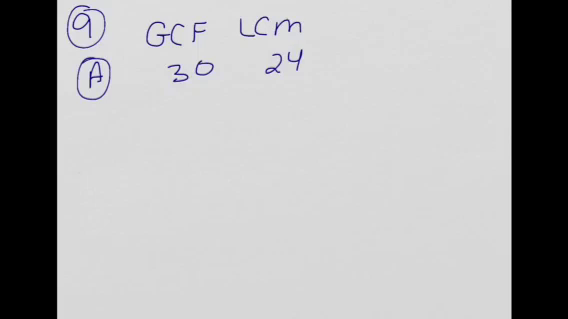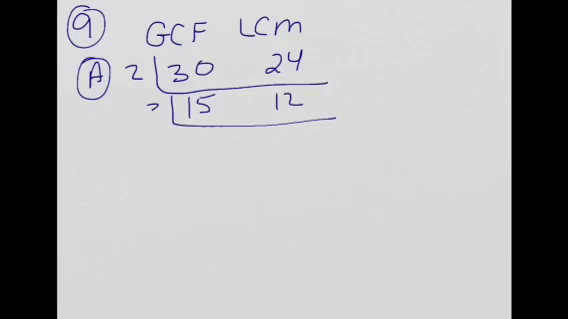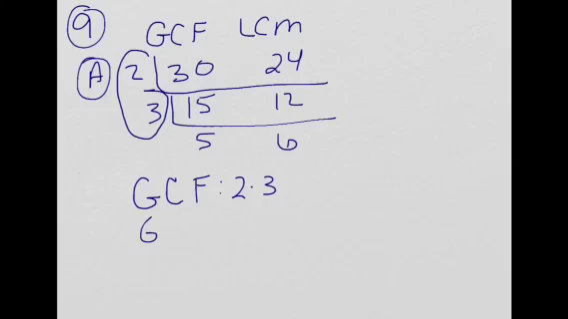Now we're going to just review quickly how to do GCF, which is greatest common factor. So we're going to use the upside down cake method, which is the easiest. We're going to take out a 2 because they're both even. So this is 15 and this is 12. We're going to take out a 3. This is 5 and this is 6. And now there's no number that will come out of 5 and 6. So our greatest common factor for these two numbers is going to be 2 times 3, so the GCF is going to be 6.